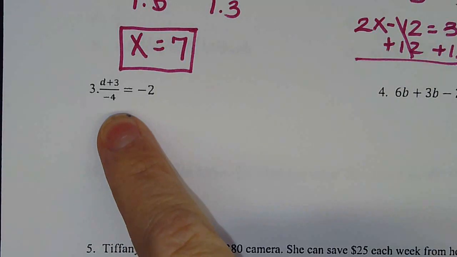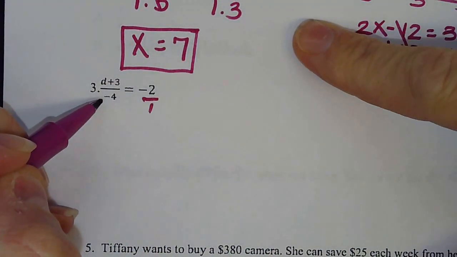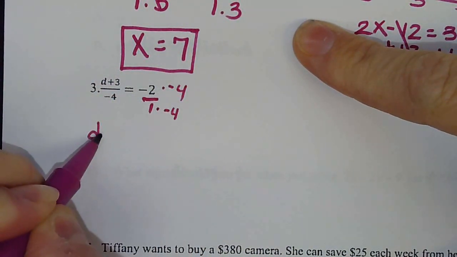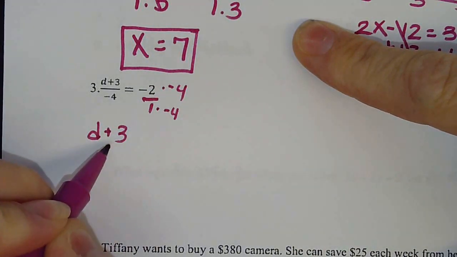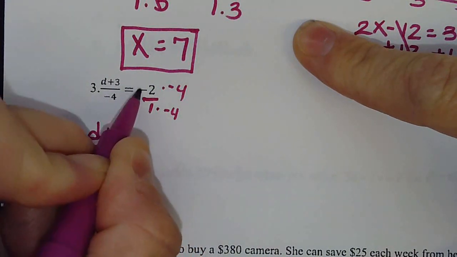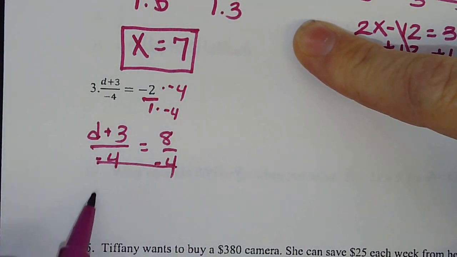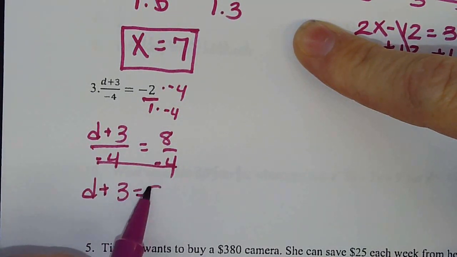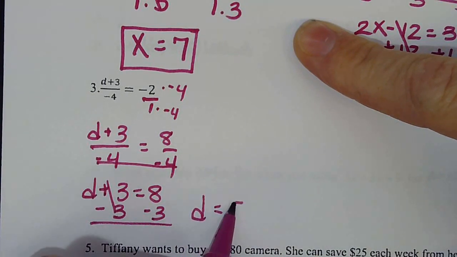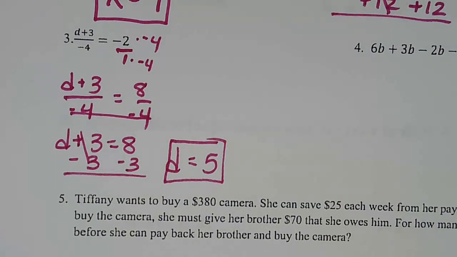Again, we have a denominator. We have a fraction, so I'm going to get a common denominator by getting a common denominator of -4. So I'm going to multiply this by -4. I have d plus 3. That does not become 3d. Leave it as d plus 3 over -4 equals -2 times -4 is 8 over -4. Those cancel. d plus 3 equals 8. Subtract 3. d equals 5. Any questions there?